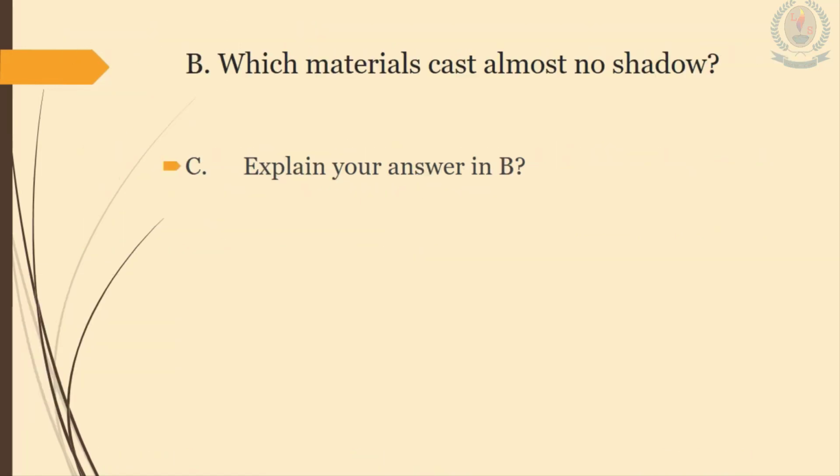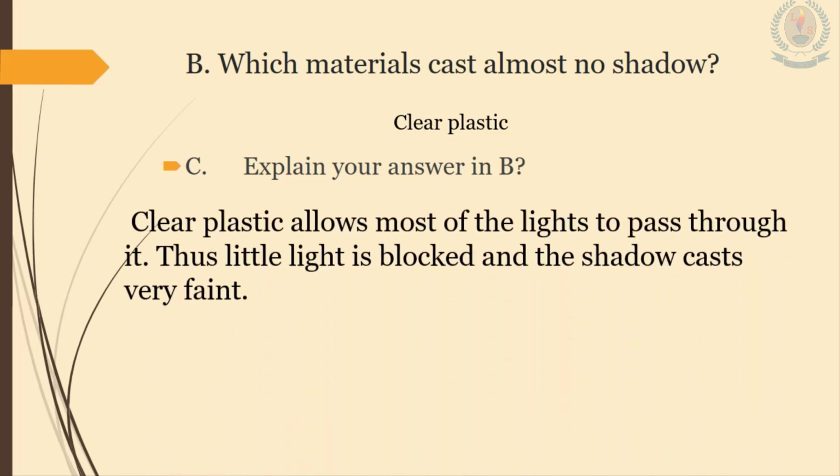Which materials cast almost no shadow? What is the answer for that? Clear plastic. Explain your answer in B. Clear plastic allows most of the light to pass through it. Thus, little light is blocked and the shadow cast is very faint.